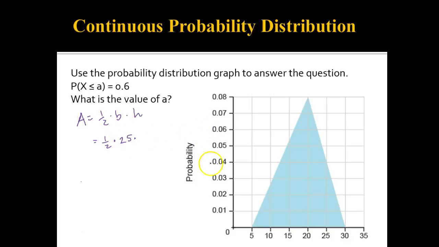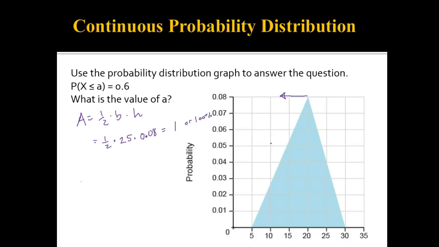Times the height, and the height is our probabilities, and the highest point on this triangle is 0.08. So we get our calculator out and we multiply 1/2, or 0.5, times 25 times 0.08 equals, and it turns out, you try this, it equals 1, because 1 or 100% is what 1 means. So the area of the whole triangle is 1 or 100%, so that's all the probabilities together. Okay, that's fine. That's like no big revelation.